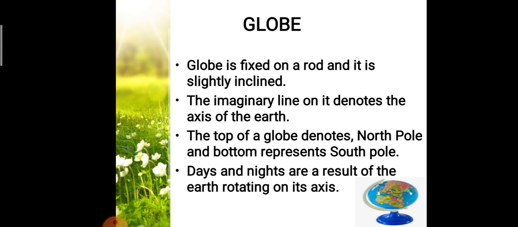Another imaginary line, dear children, that runs on the globe divides the globe into two equal parts. The line that divides the globe into two equal parts is known as the equator. The northern half of the Earth is known as the northern hemisphere and the southern part of the Earth is known as the southern hemisphere. Both hemispheres are the equal halves of the Earth or the globe.